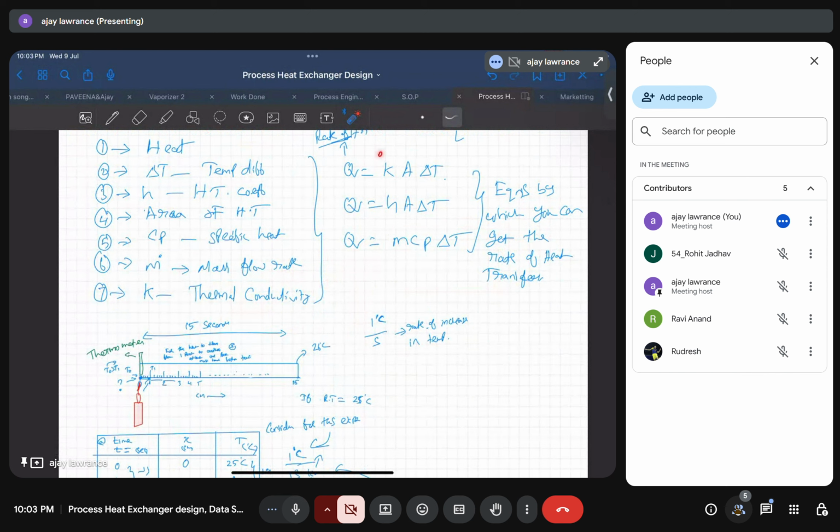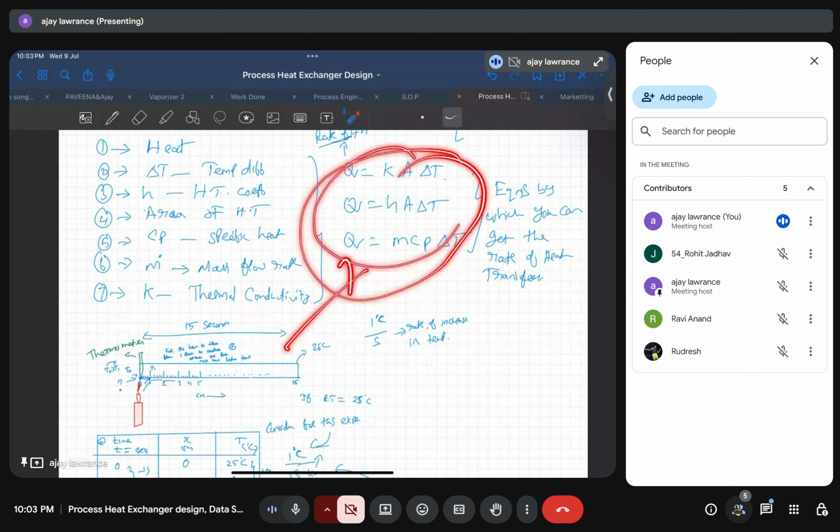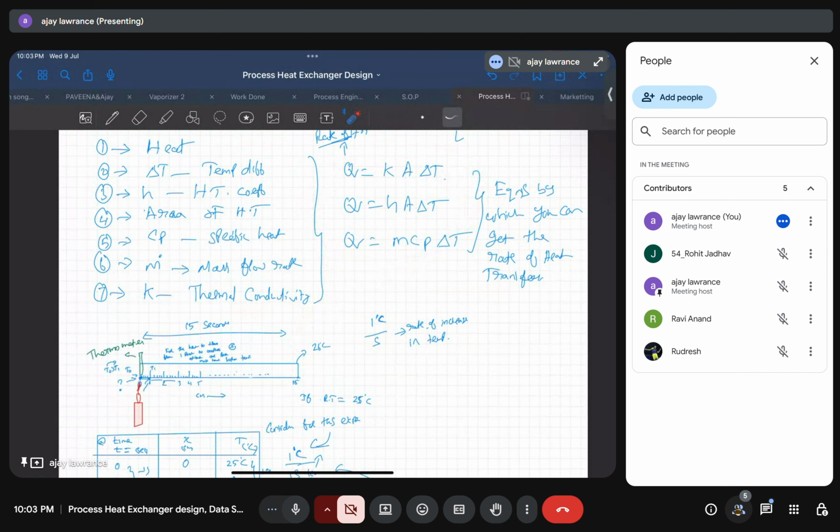You need to predict what the heat transfer is, how the heat transfer will occur, what things you should do, and how large the heat exchanger size should be. You can predict everything using these 3 equations. This is called the heat transfer equations. These equations are very important, and we are going to use all of them in the upcoming topics.